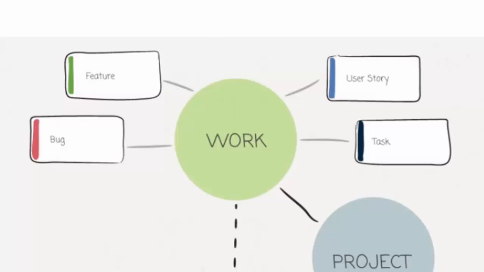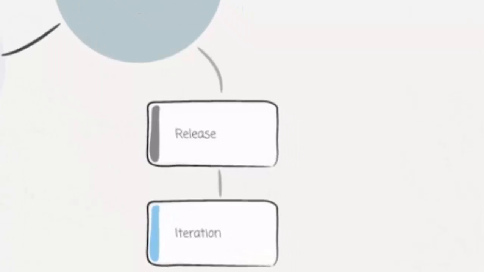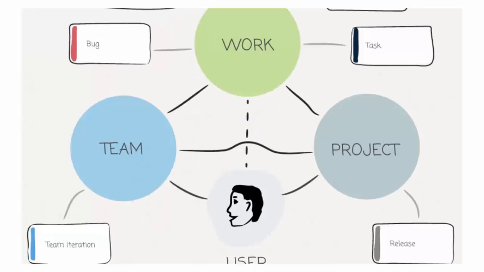There are different requirement entities in TargetProcess, such as features, user story, task, and bug, and each one has a specific color. Projects are planned with release and iteration. When we have larger and more complicated projects, we can use team entity. This will help us to expand our work in larger projects or in multiple projects.